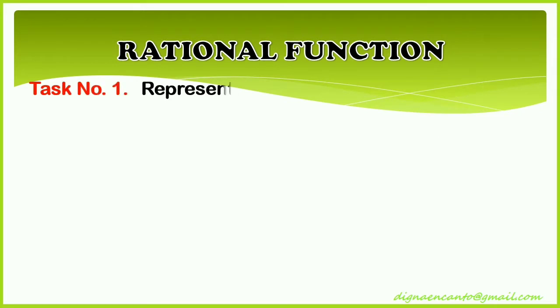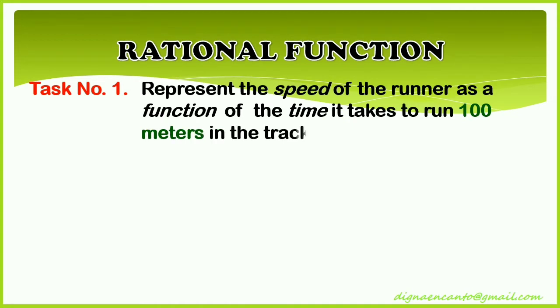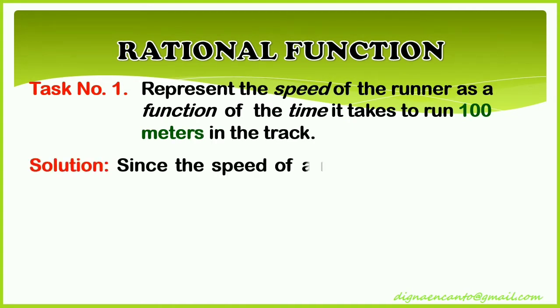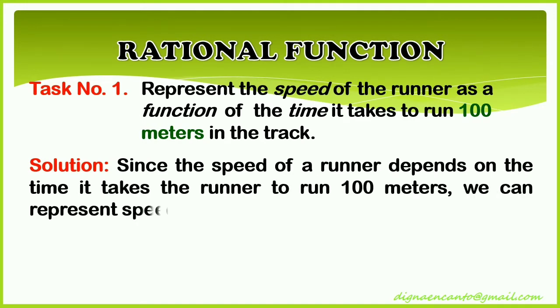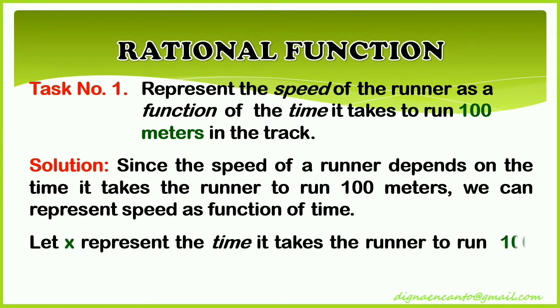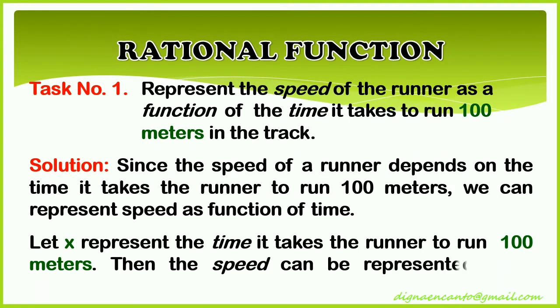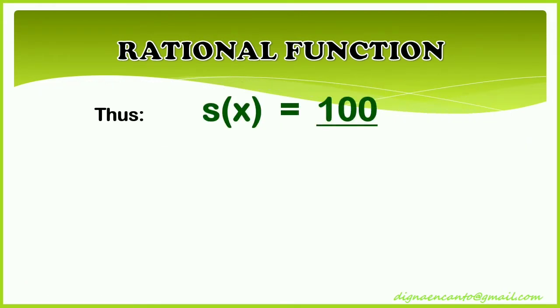And here's task number 1. Represent the speed of the runner as a function of the time it takes to run 100 meters in the track. For the solution, since the speed of a runner depends on the time it takes the runner to run 100 meters, we can represent speed as a function of time. Let x represent the time it takes the runner to run 100 meters. Then the speed can be represented as a function s(x). Thus, s(x) = 100/x.